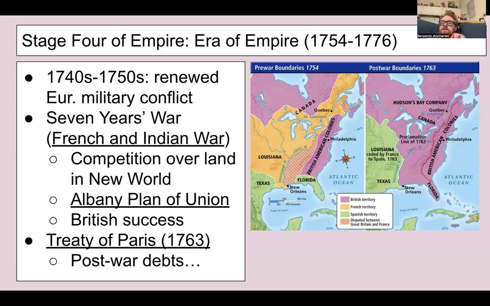Because even though these 13 colonies are starting to build some shared cultural identity with the form of the First Great Awakening, even though they have a common enemy in the French and Native American groups that ally with the French, we do see that individual colonies reject the Albany Plan of Union.